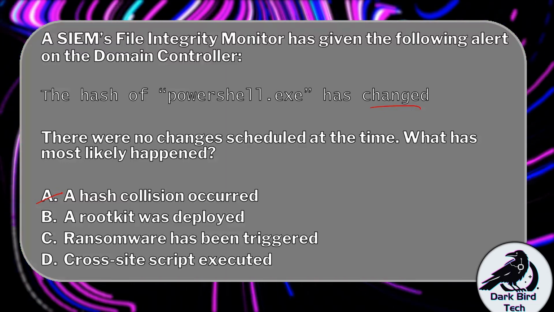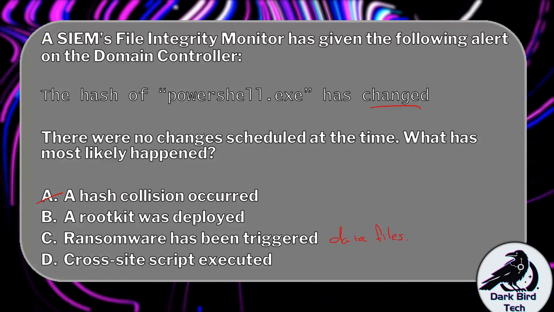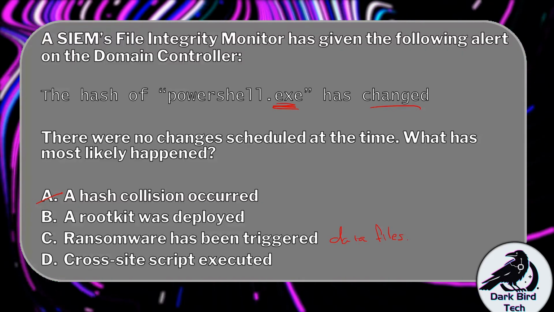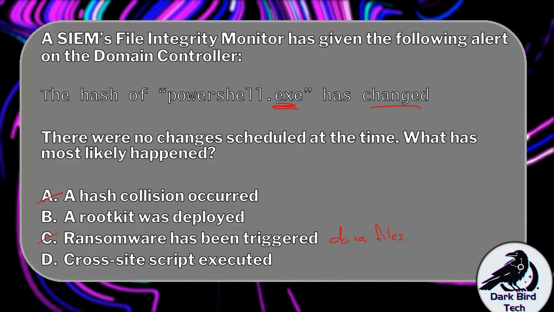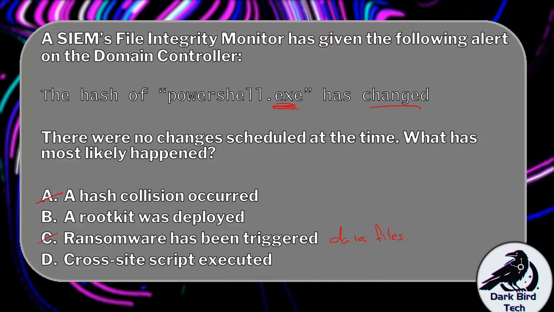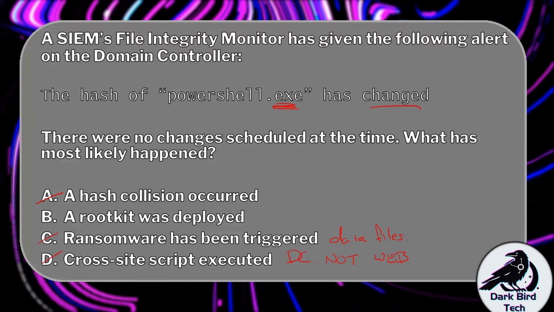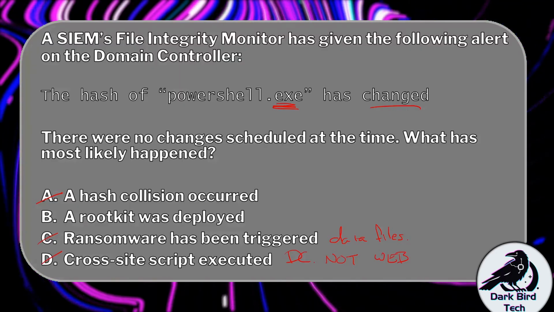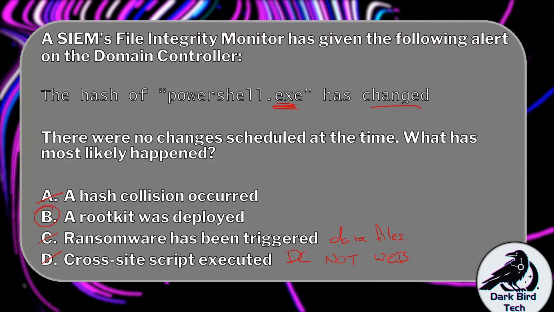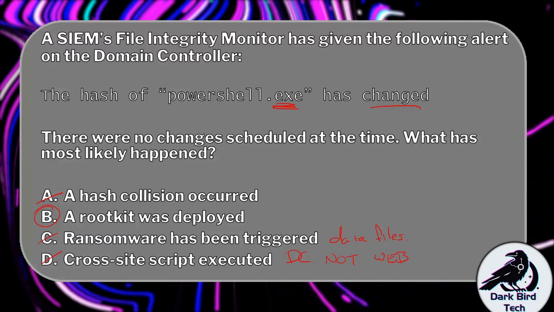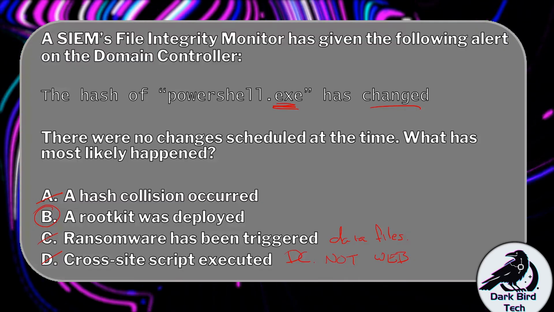Ransomware has been triggered. Now the thing is, ransomware would go after data files, not executables. And that's an executable. So I'm not so mad about the ransomware option. A cross-site script has been executed. That could be, but this is a DC, not a web server. So because of that, I'm not cool with it. I'm digging the rootkit. That makes the most sense. Because there's a good strong chance a rootkit would probably want to work with PowerShell, possibly even use some PowerShell commandlets to try and elevate the attacker's privileges. So it is a pretty viable option there.